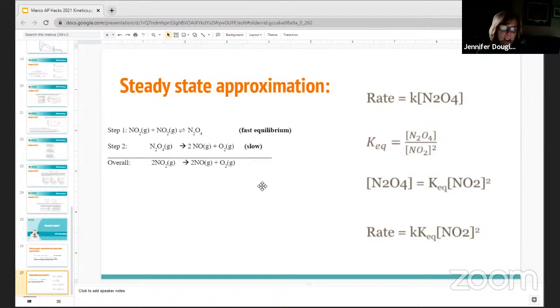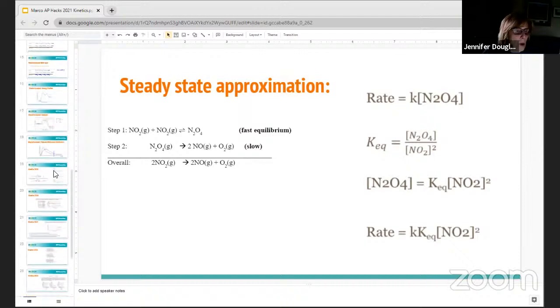On the really old exams, they kind of let you eyeball it and say, oh, I see N2O4 is the same thing as 2 NO2s over here, so I can just substitute in. They want you to go through this series of steps now. You don't have to know that it's called steady state approximation, but that actually is what it is.